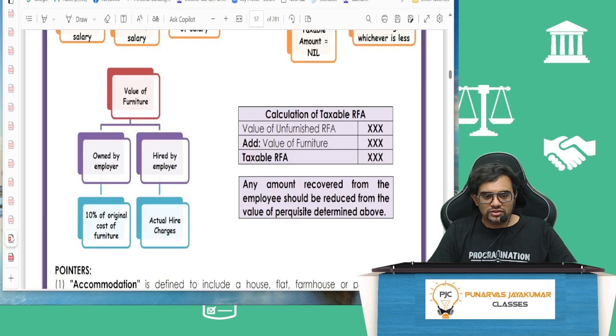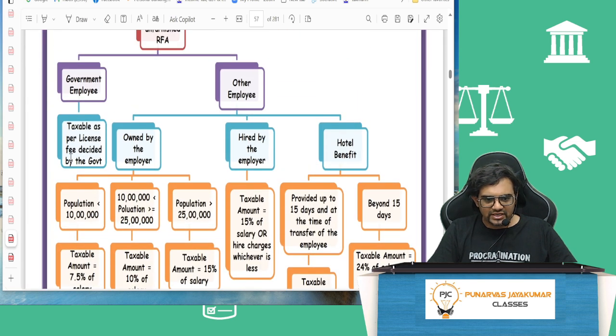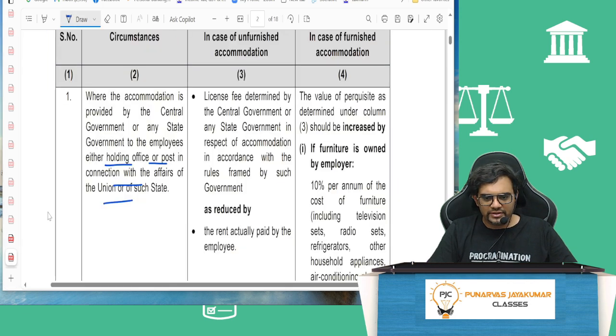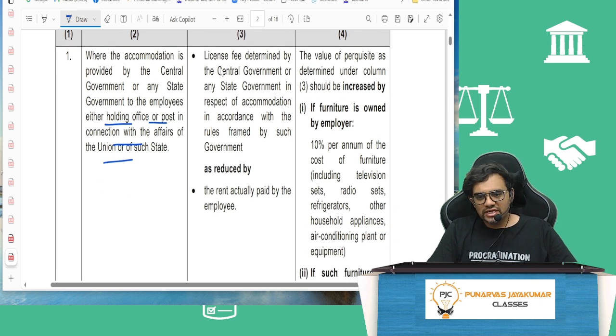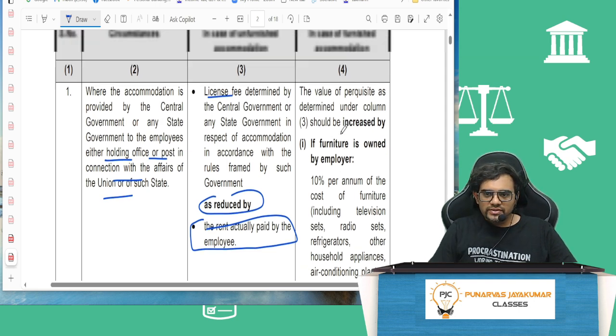So earlier, what was the deal? It was just the license fee as decided by the government. Nowadays, they are also collecting some rent from them. The employee is also paying some rent. So to make it easy and fair to everybody, this is the change. The license fee continues, as reduced by the rent actually paid by the employee. This part was not there. Now they have added this: as reduced by the rent actually paid by the employee. Apart from that, this will be added.